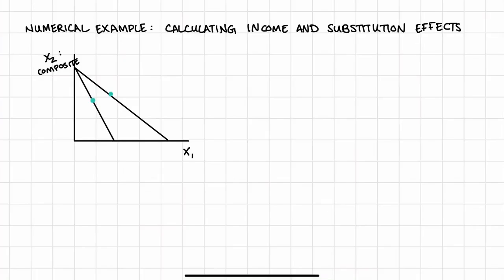In this video, I want to do a numerical example where I'll calculate income and substitution effects using a demand function. So let's suppose we have good one and good two. Good two will be a composite good, representing the money we spend on all other goods after spending on good one. Let's take a demand function.